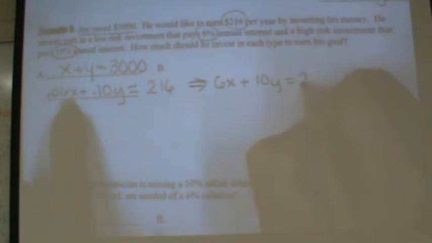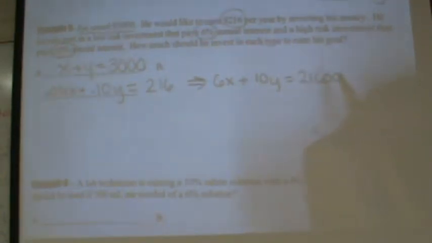Now, let's go through and solve this. How would you solve it? Do you like to get rid of the decimals? Let's do that. How do you turn this? Okay, so what do you get? Tom, read it to me. 6x plus 10y equals 21600. Very good.